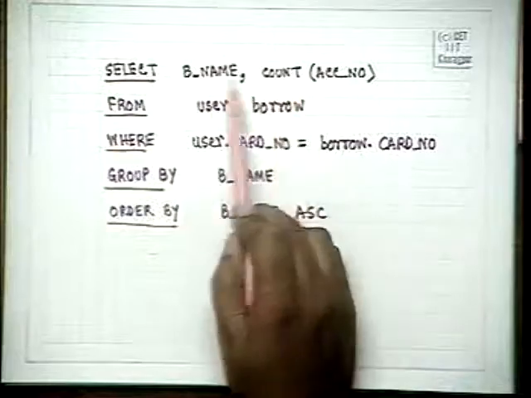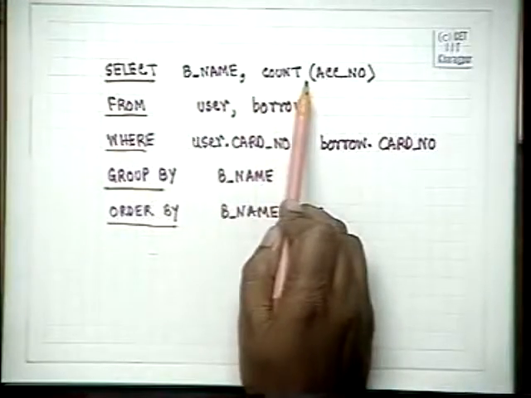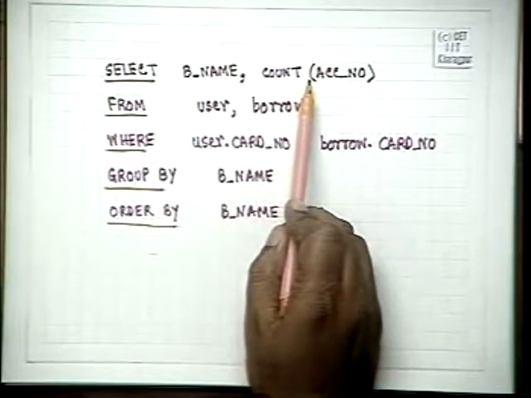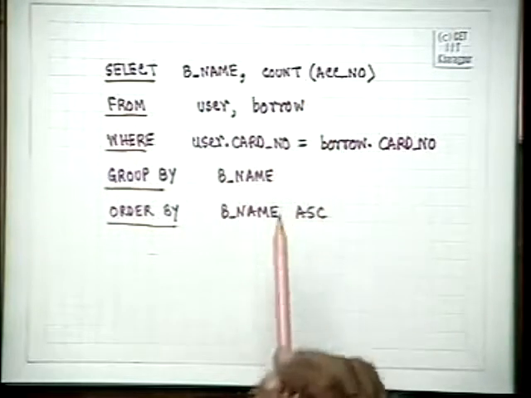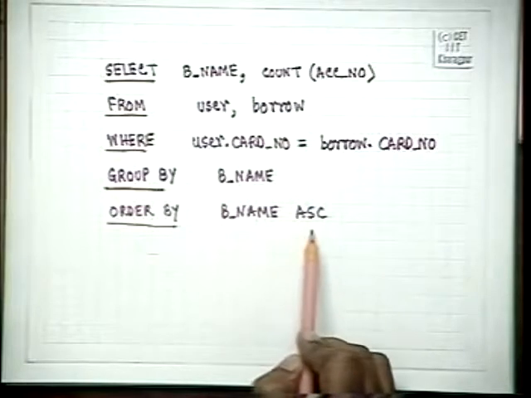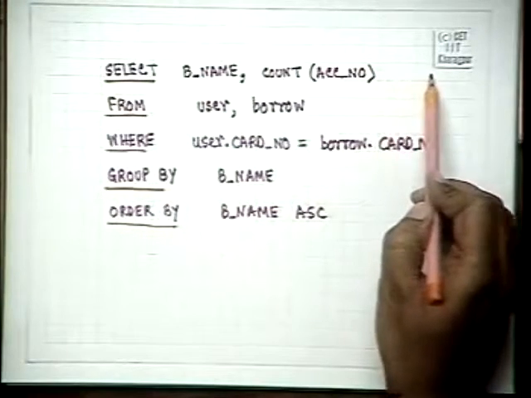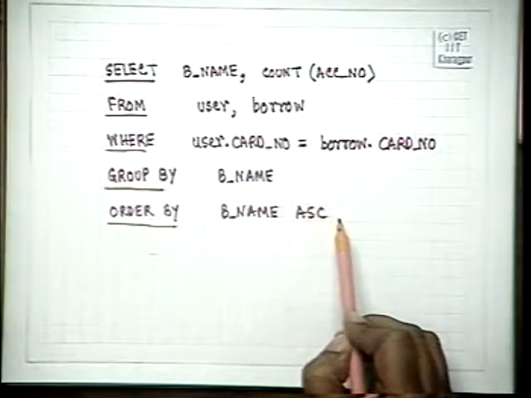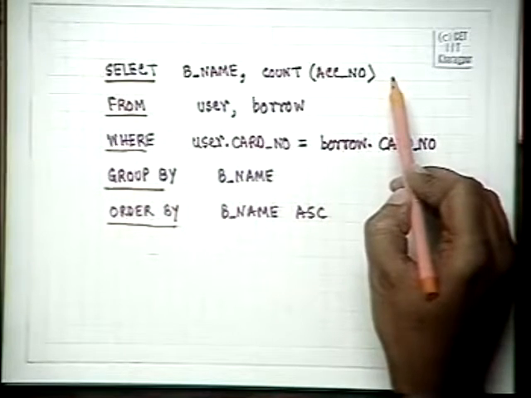We have only selected two things, this and the aggregate count of accession number. Therefore, we will not be able to have date of issue here. So we cannot really order by date of issue unless date of issue is present in the output relation.